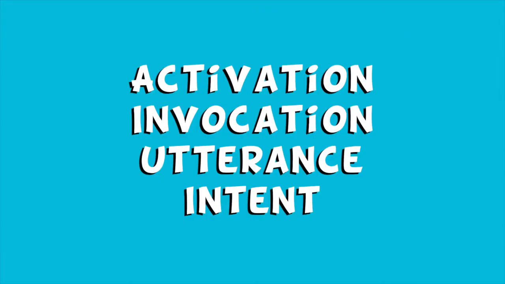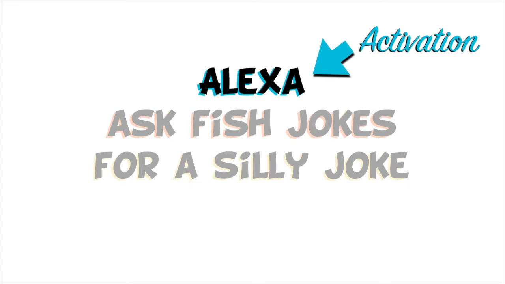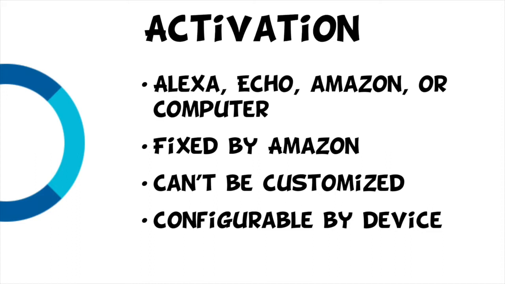There are four terms we're going to be throwing around a lot in this session that are key to designing an Alexa skill. They are activation, invocation, utterance, and intent. Let's look at our example command. Alexa, ask fish jokes for a silly joke. In more detail, Alexa is the activation or wake word. This is how you start a conversation with your device. Activation words can be Alexa, Echo, Amazon, or computer. They are fixed by Amazon and can't be customized at this time. But they are configurable by device. So if you have two Echo Dots in your house, you could configure one to use Alexa as an activation word and the other one to use Echo.